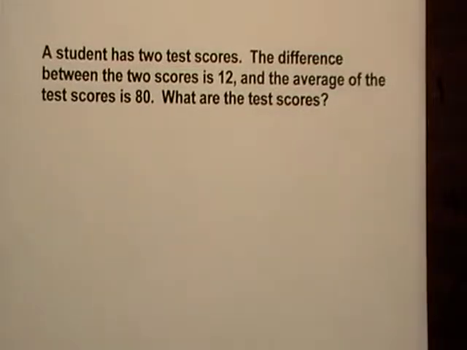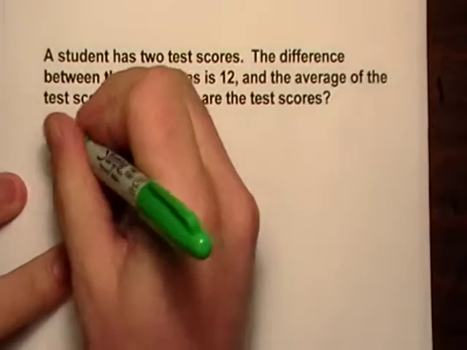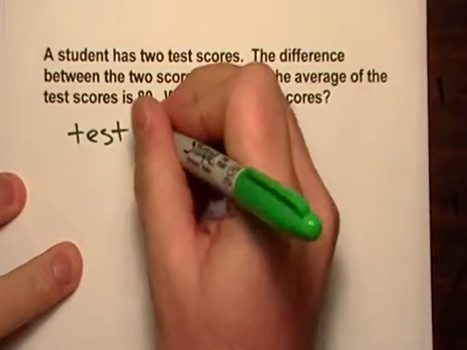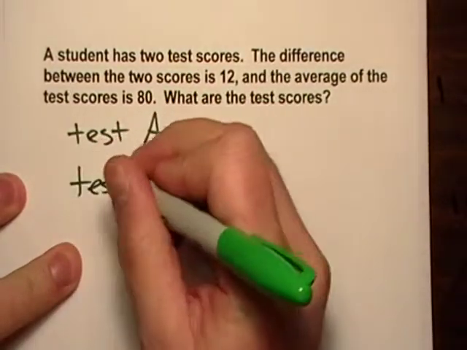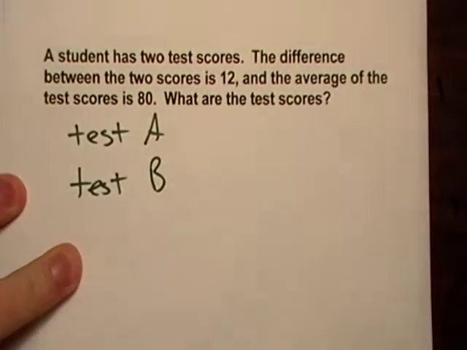Okay, here's a different type of test score problem, a different type of word problem. It says a student has 2 test scores. The difference between the 2 scores is 12, and the average of the test scores is 80. So we've got 2 things here. Let's just say test A and test B.